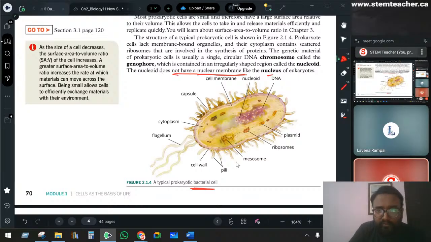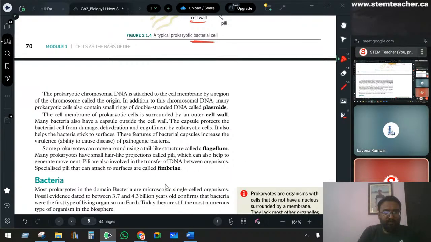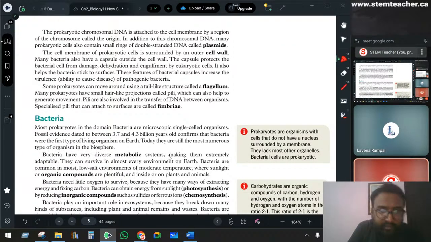So its growth will be accordingly. So here the main points are capsule, cytoplasm. Cytoplasm is a common thing. Okay, flagellum, cell wall is here, and ribosomes, DNA, nucleoid, cell membrane, capsule, each and everything will come. And if you go to bacteria, he is explaining about the bacteria only. The prokaryotic chromosome's DNA is attached to the cell membrane by the region of the chromosome called the origin. In addition to this chromosomal DNA, many prokaryotic cells contain small rings of double-stranded DNA called plasmids.